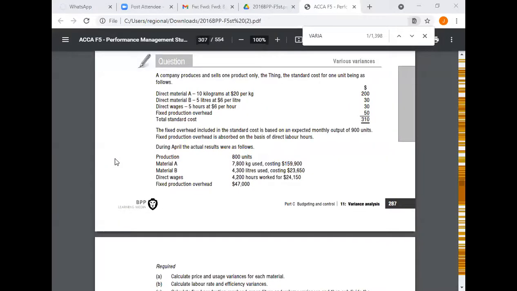And then we compare notes. Let's do the plugins for material B, and then we compare notes.